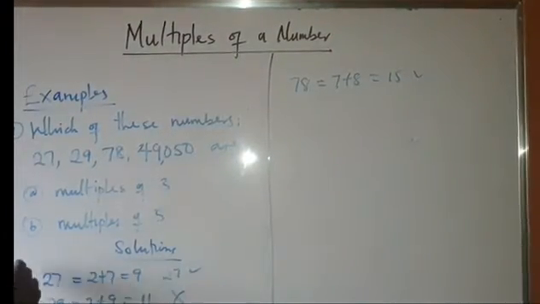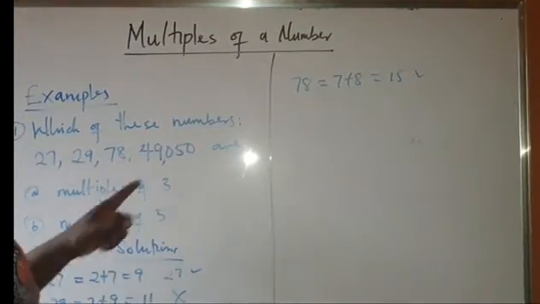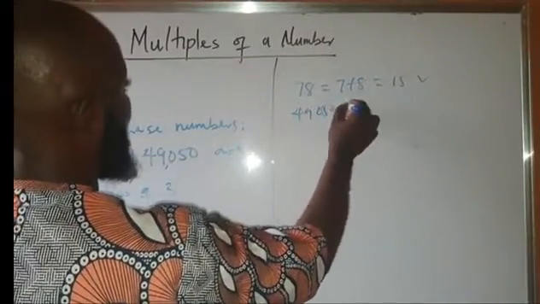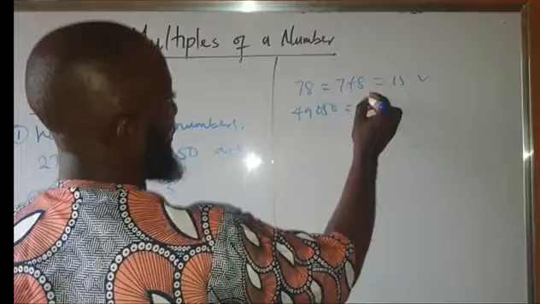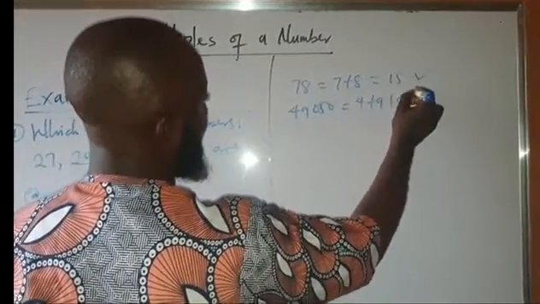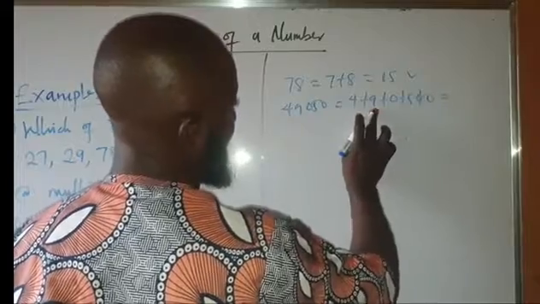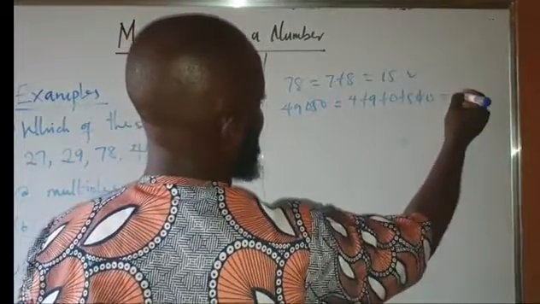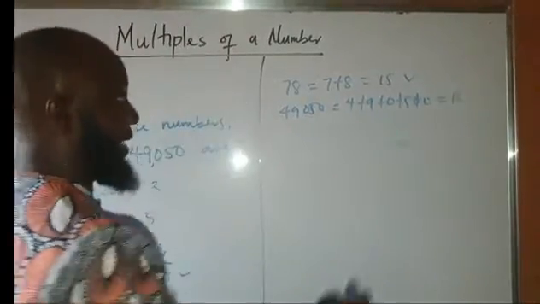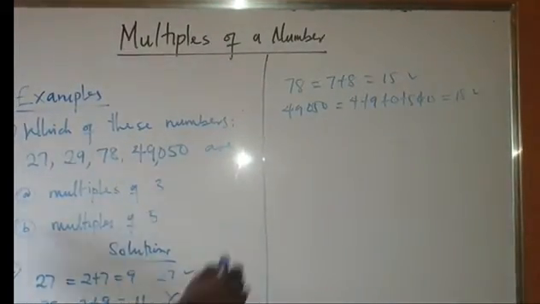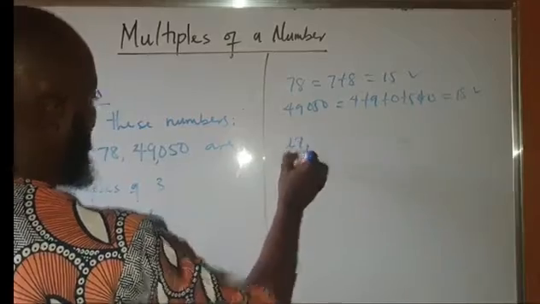So we are seeing under question number 1, that's A. Then we check for 49,050. We add the digits together. That is 4 plus 9 plus 0 plus 5 plus what? 0. That gives 13. 13 plus 5, that is 18. So 3 can divide 18. So that means it's also divisible by what? 3.